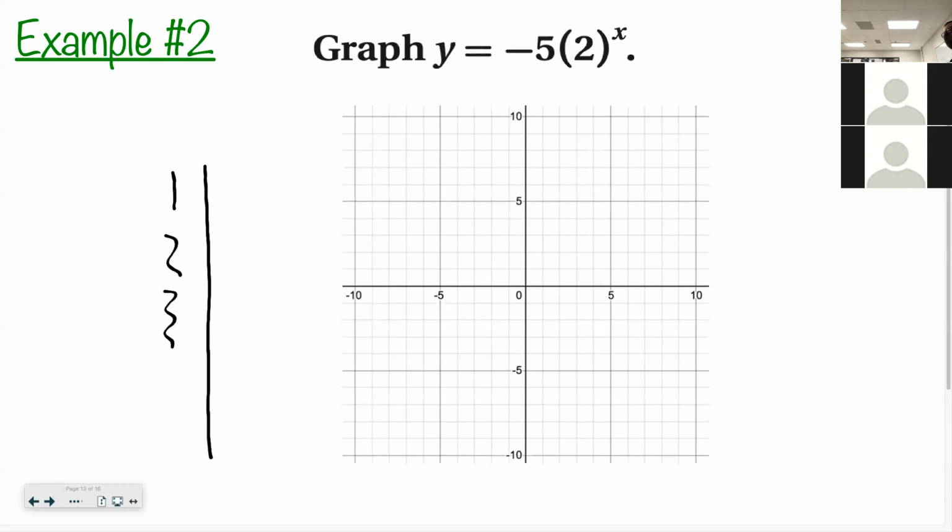Wait, did you do 1, 2, 3, 4, 5? Oh, no, don't want that. It's not that it's wrong. You're just only going to see half of it. So the reason we did -2, -1, 0, 1, 2 is so that we could see both halves. Okay, got it. That's all right.